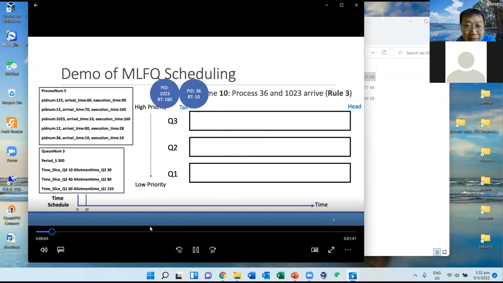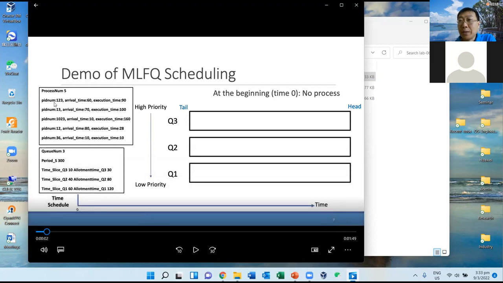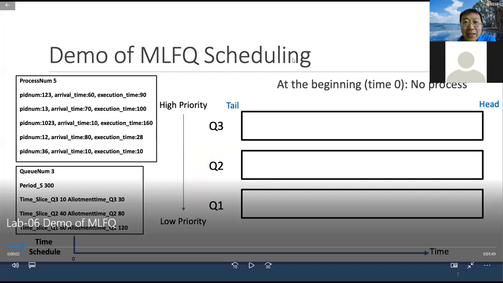In the beginning, you can see this is the given input. We have five processes, and a PID, which is used to identify different processes. Before I continue, can you guys see my screen? Can you see this video, the demo of multilevel feedback scheduling? Sorry, I forgot to ask you about this.